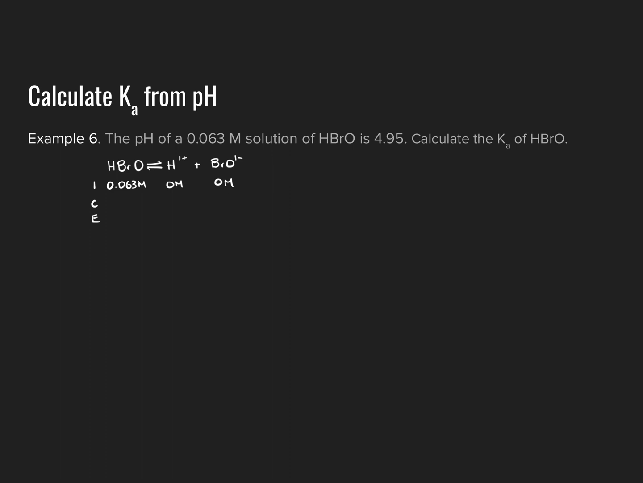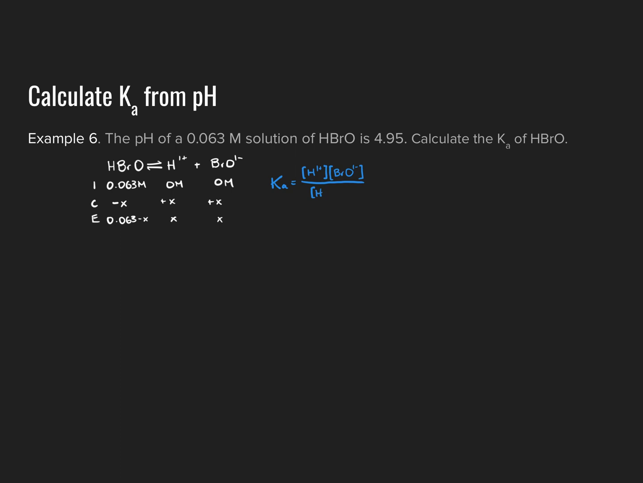I can now define my changes in concentration of a minus x for the molecular acid, and then plus x for both of the dissociated ions respectively. And at that point, I can define my equilibrium concentrations of 0.063 minus x, and then x and x for both of the dissociated ions. So I've set up my ice table as I've seen how to do, and my next step is to write my K expression. The Ka, which governs the dissociation of this acid, is going to be equal to the concentration of hydrogen ion times the hypobromite ion, all divided by the concentration of the molecular acid HBrO.